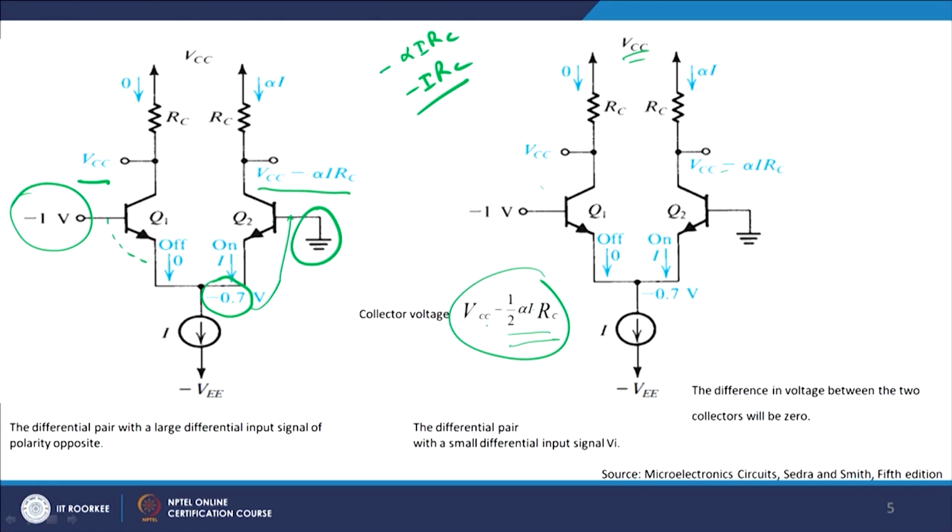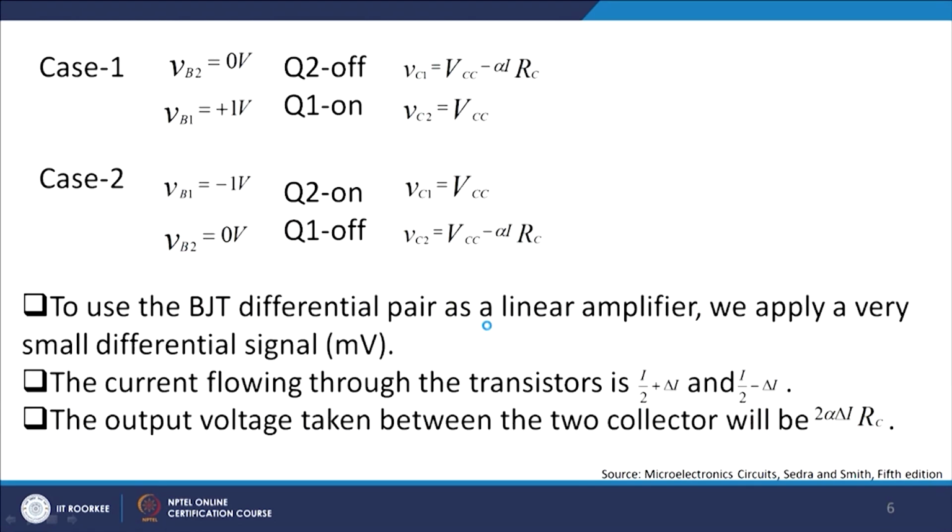With this basic idea, let me move on. As I discussed with you, in the first case Q2 will be off and therefore VC1 will be equal to VCC minus alpha I times RC, and when VB1 is plus 1 volt, Q1 will be on and then VC2 will be equal to VCC. So, whichever transistor is off, the output will be latched to VCC, and whichever transistor is on, the output will be latched to VCC minus alpha I RC.